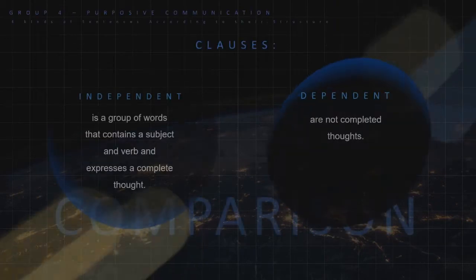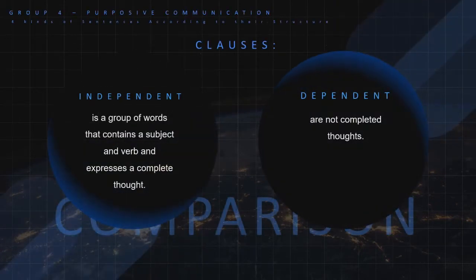There are 2 types of clauses: independent and dependent clause. An independent clause is a group of words that contains a subject and verb and expresses a complete thought. A dependent clause is a group of words that contains a subject and verb but does not express a complete thought.